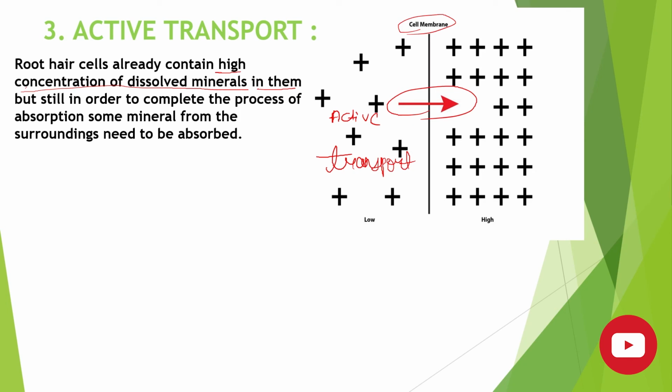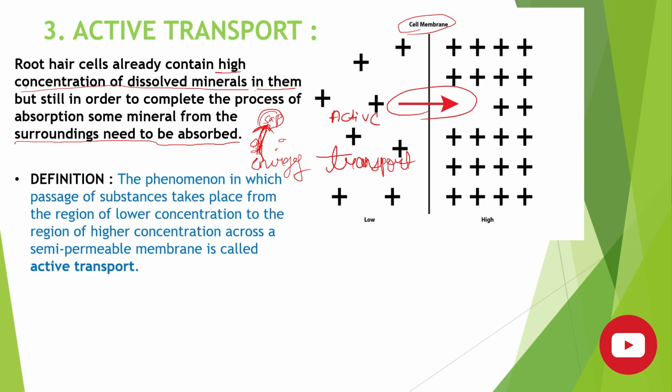So what is happening here? Root hair cells already contain dissolved substances, a high concentration of minerals in them, but still minerals from the surroundings are forcibly pushed into the cell. So there's a force required. If this is the cell and this is the surroundings, then minerals from the surroundings are pushed towards the cell, which already contains a high concentration of sap. So a lot of energy is required here to do something out of force. This particular process is known as active transport.